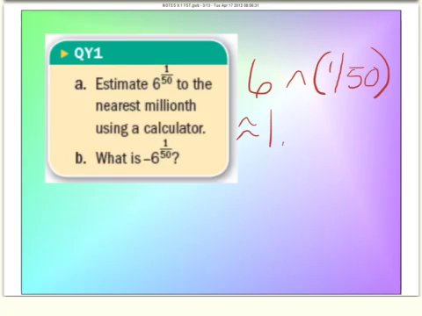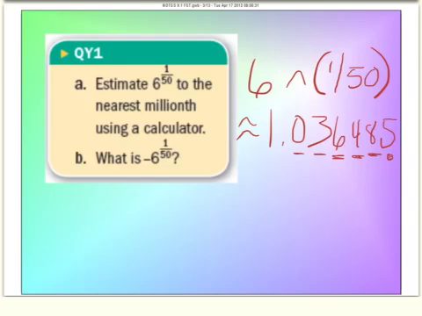You're going to get 1.0364885. This is the tenths, hundredths, thousandths, 10,000ths, 100,000ths, and millionth position. So just be careful in finding the millionth position with the calculator.